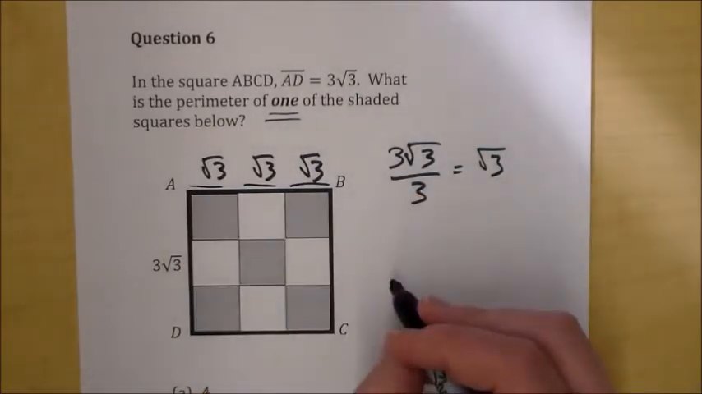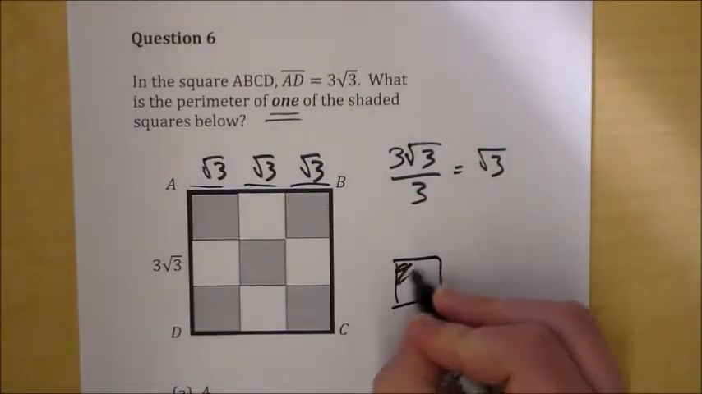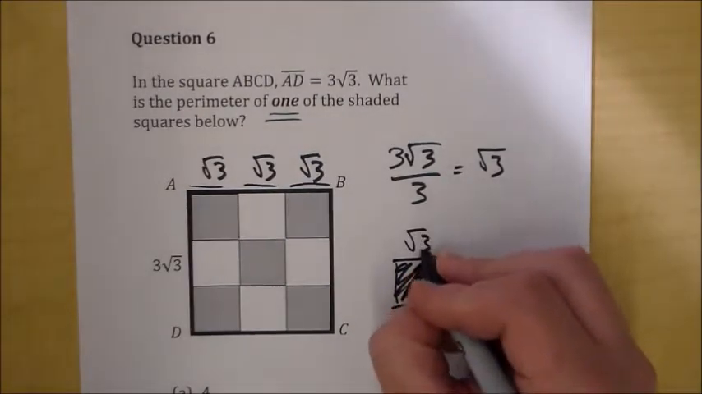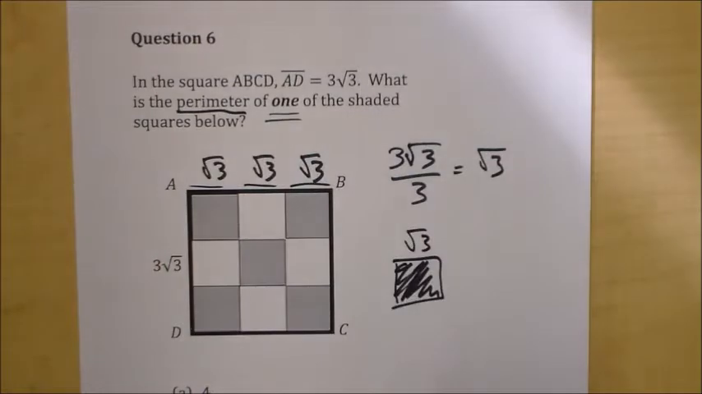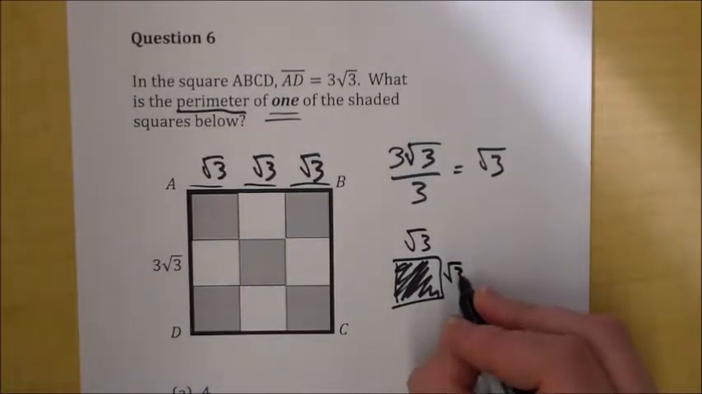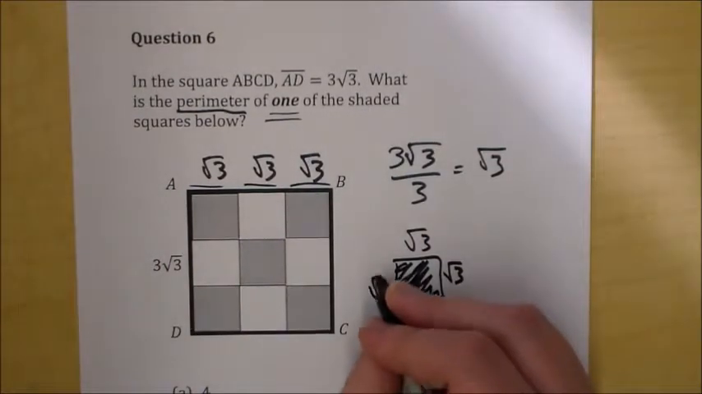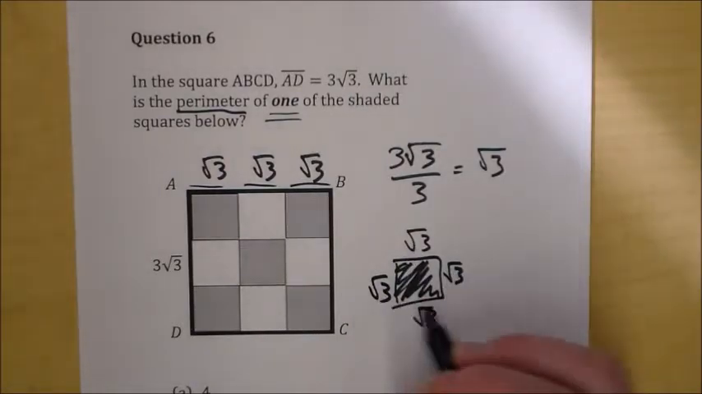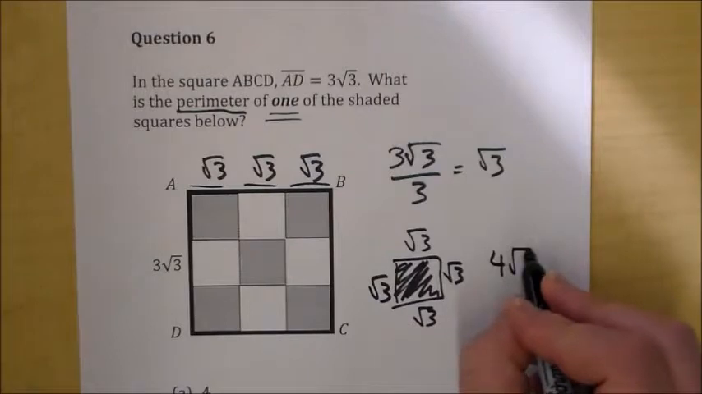Okay, so if you have your nice little square there, and you know that this is the square root of 3, and you're looking for the perimeter of it, this is going to be the square root of 3, this is going to be the square root of 3, this is going to be the square root of 3. Square root of 3 plus the square root of 3 plus the square root of 3 plus the square root of 3 is 4 square root of 3.